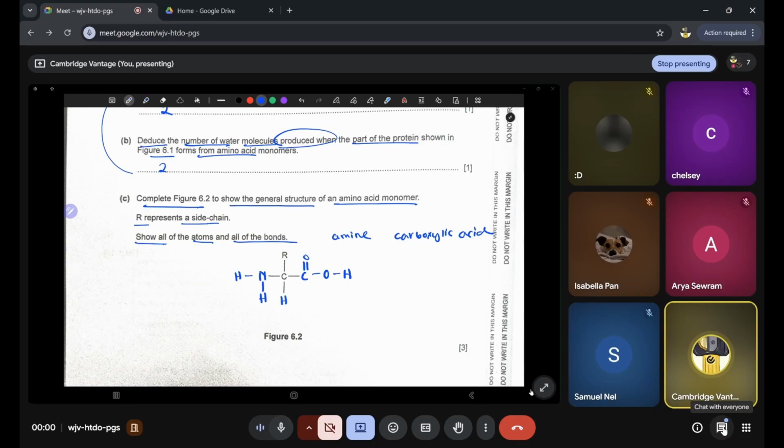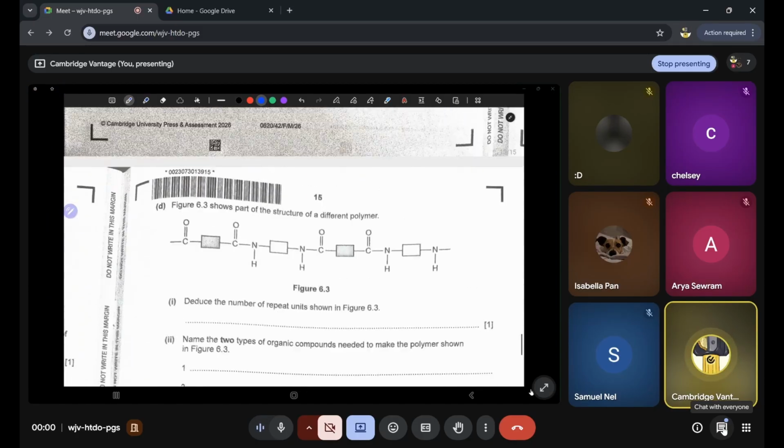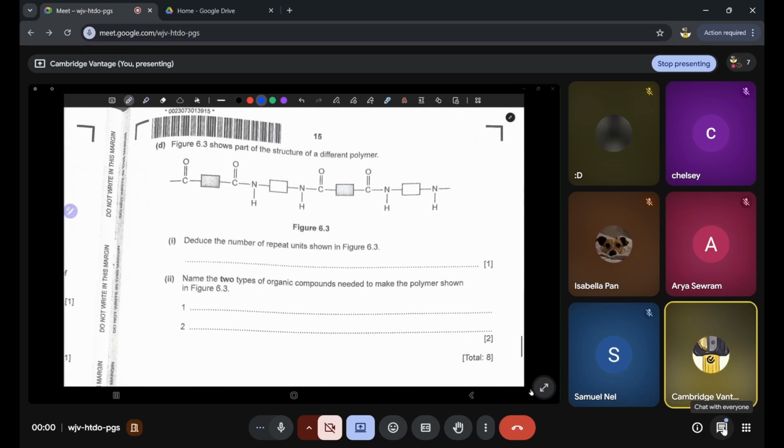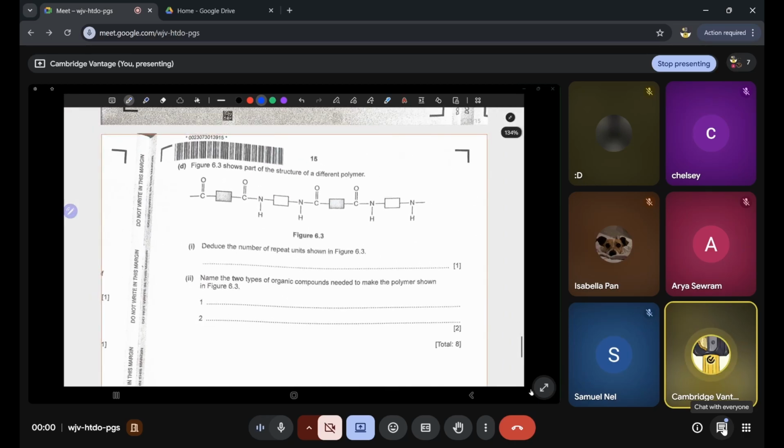Does any student have biology as well, IGCSE biology? If you have, then I think you have also studied about amino acid structures in there as well. All right, all of you do have bio except Samuel. Okay, that's fine. Then amino acids is something that you should also know from your biology. All right, so let's see D.